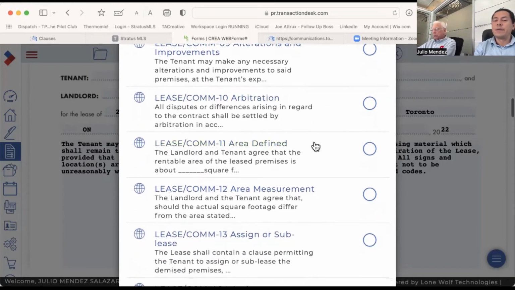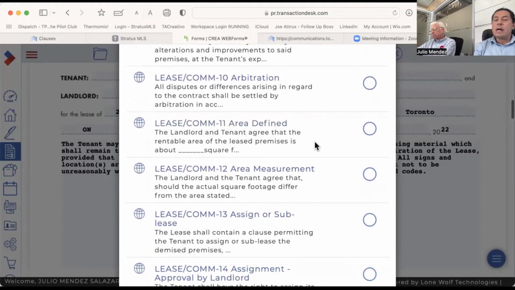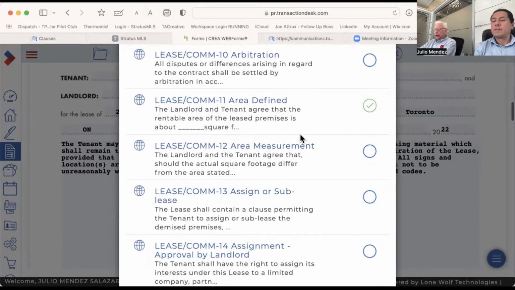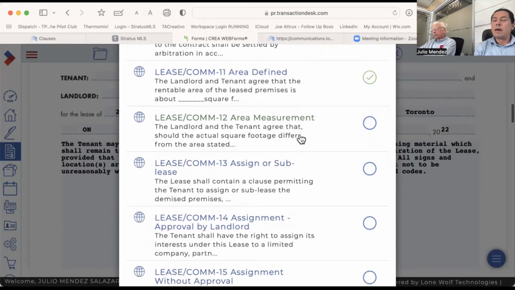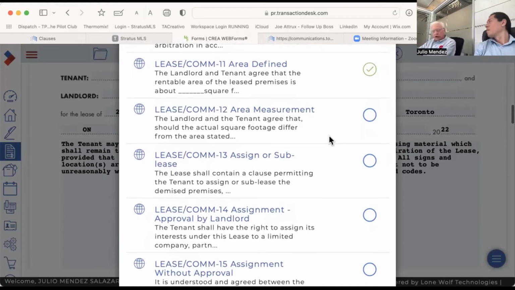No. But that may be in the final lease agreement. Area defined. Yes, that spells out the exact location and size of the property to be leased. Area measurement. May have that, may not. If there is a survey that shows the floor plan, et cetera, it would be attached to Schedule A. It would actually be Schedule B.